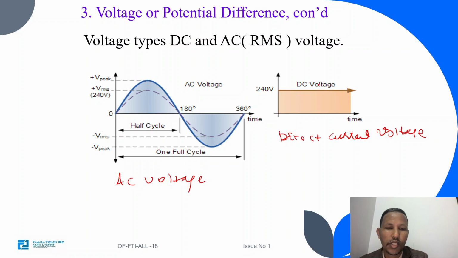For this case, as you can see, the voltage will be constant at 240 volts. Whereas for this case, the voltage is varying. The voltage magnitude as well as the direction is varying.